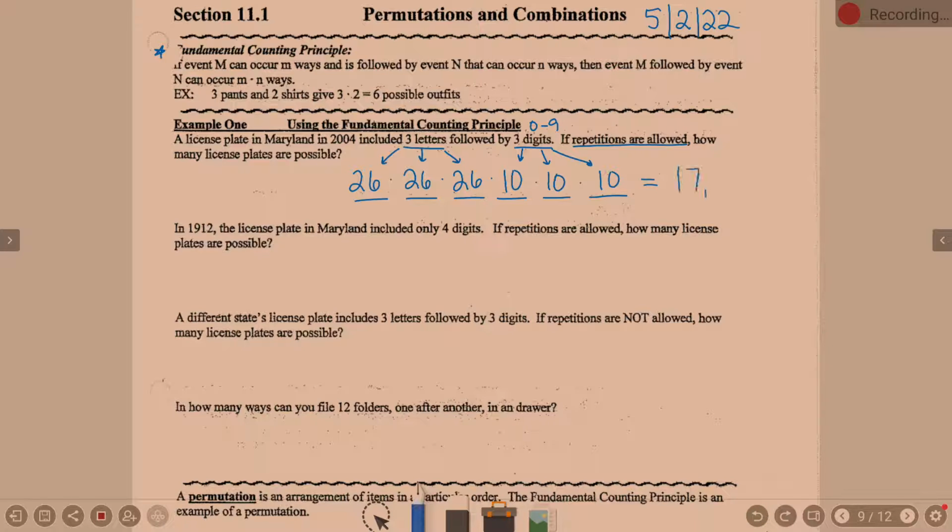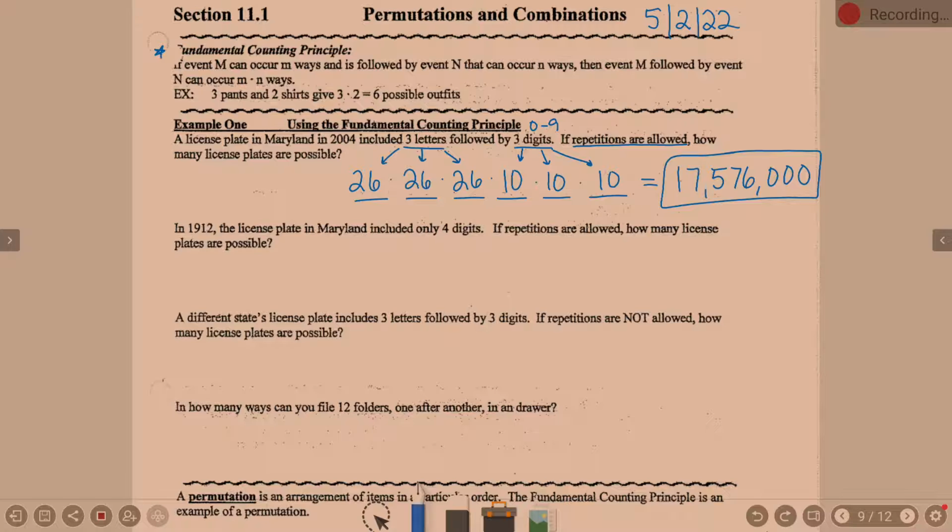It was 17,576,000. And that is how many license plates are allowed. That's a lot of license plates. On the flip side, there's a lot of vehicles that need plated, right? Most families have at least one vehicle. Most families have more than one vehicle. Every vehicle needs their license plate, right?